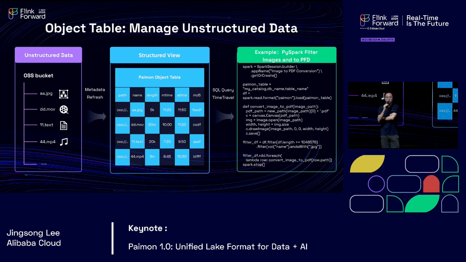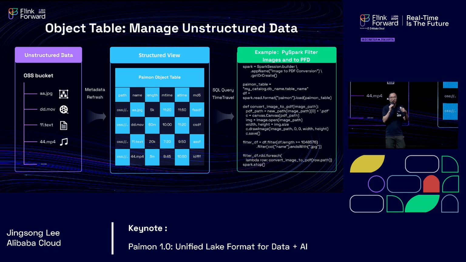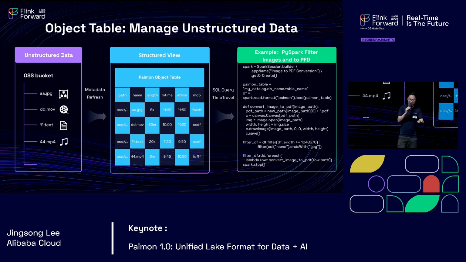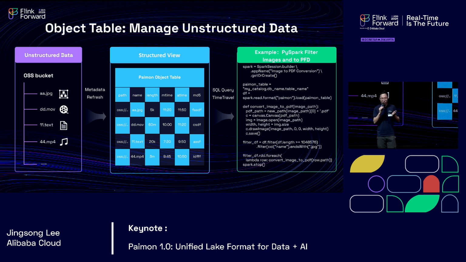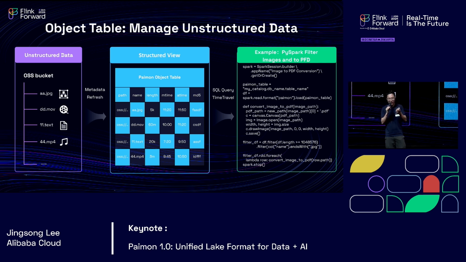So finally, I want to introduce the object table. Object table means that we can manage unstructured data in a structured way. If you have a lot of unstructured data in an OSS bucket or S3 bucket, such as JPG pictures, movies, text, and MP4 files, you can use a Paimon object table to map the metadata and, through refresh, load it into a Paimon object table.